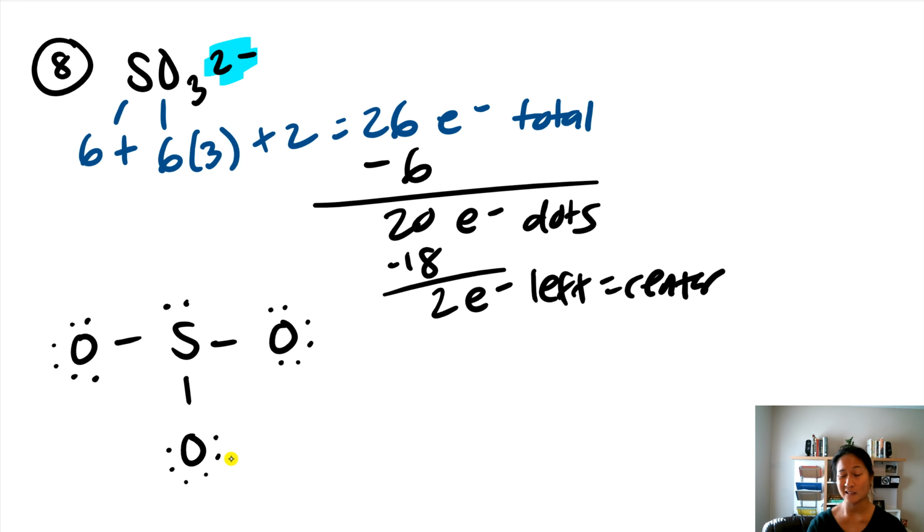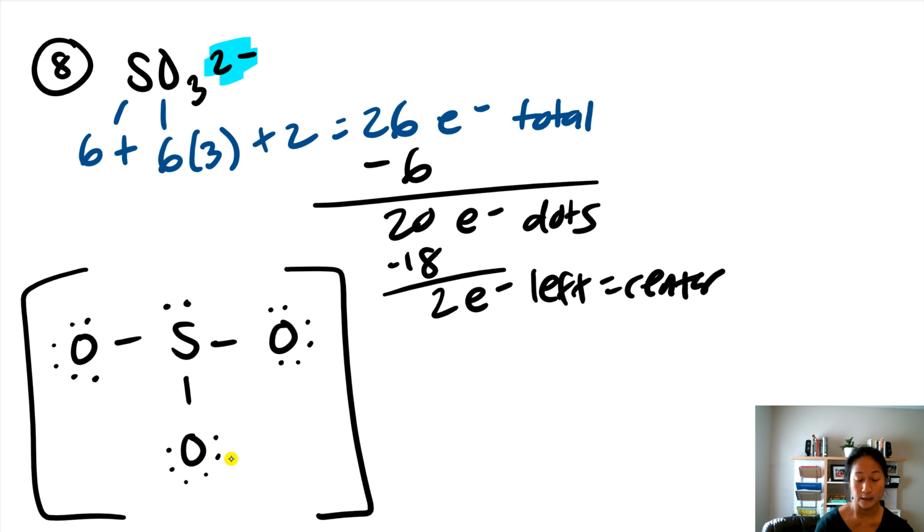There we go. Check the octet rule, please. Oxygens are good. Sulfur is good. This is going to have an overall charge, I believe, of -2.